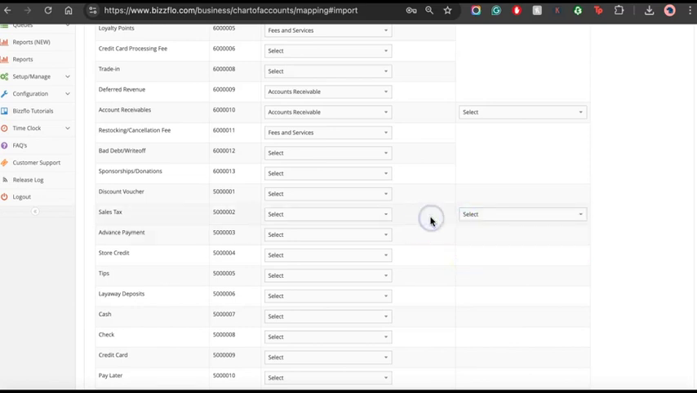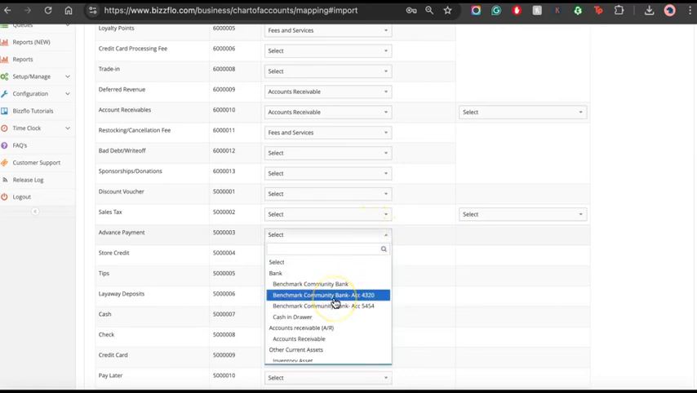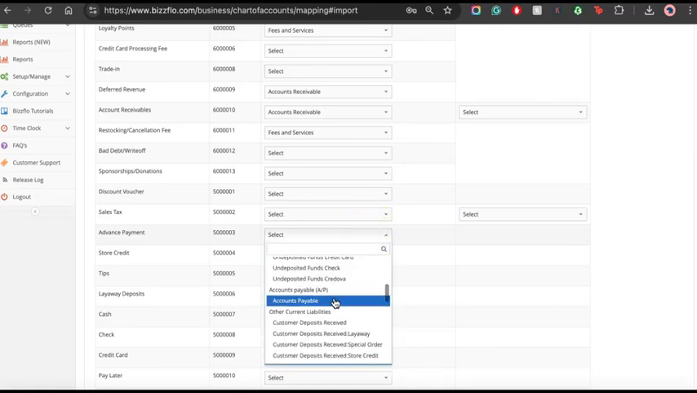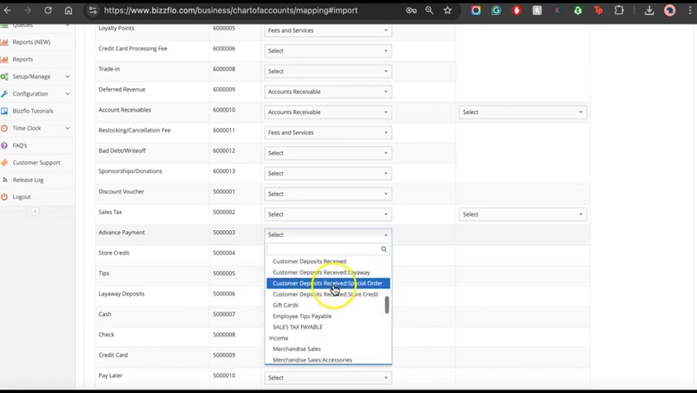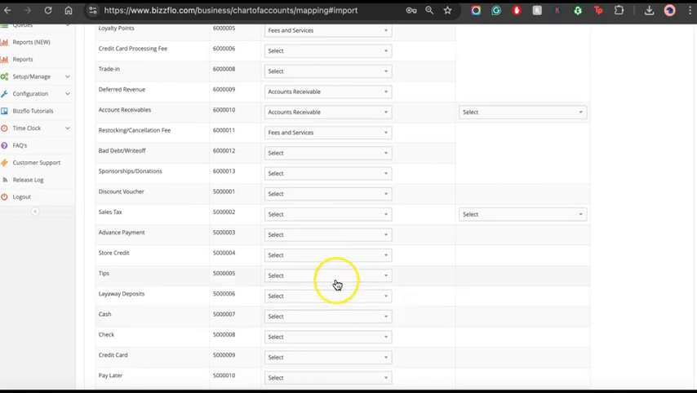Advance payments and liabilities. Customer deposits, advance payments and store credit. These are liability accounts applied to future purchases. Tips. These should be recorded under fees and services as a revenue category.